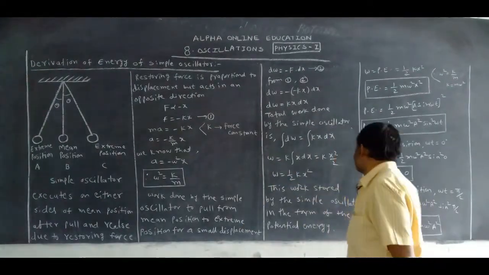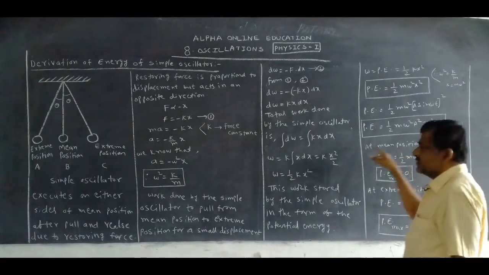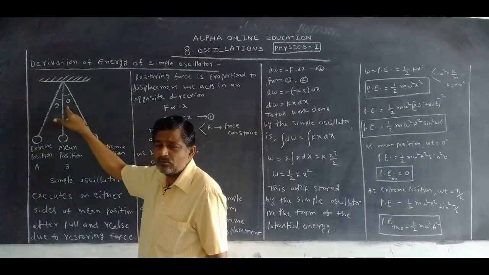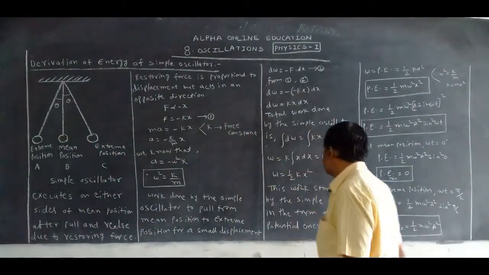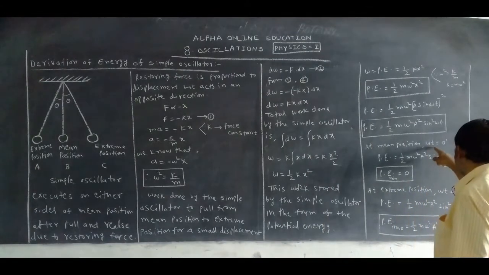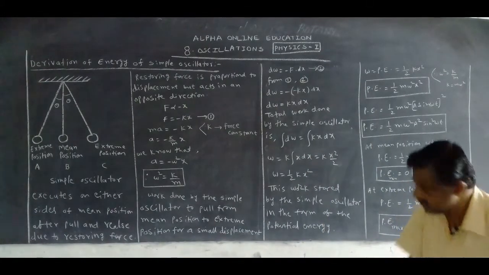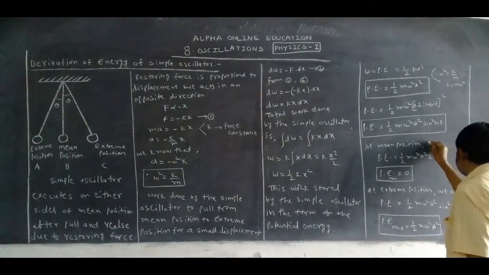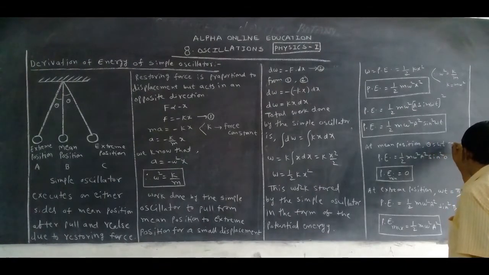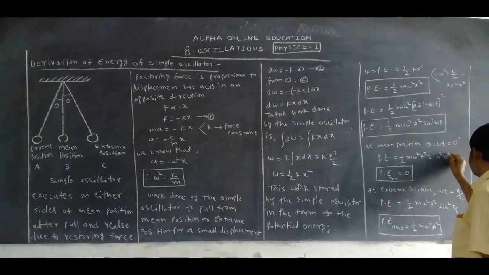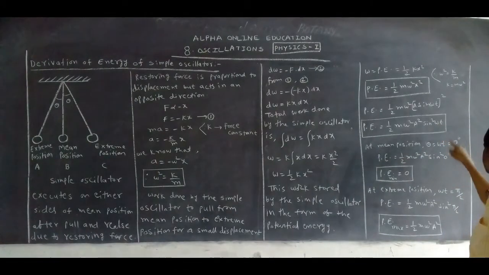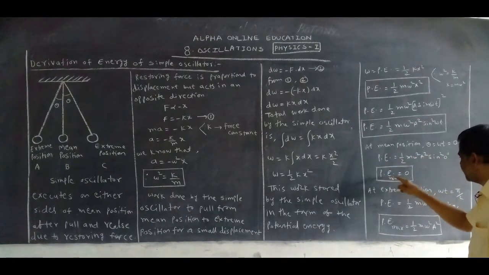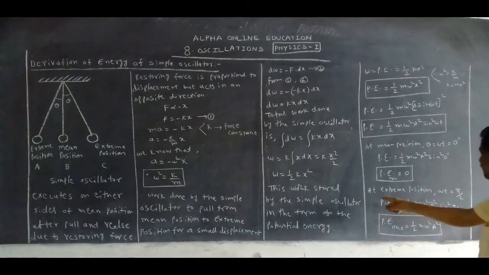Now, at mean position, what about theta or omega t? Omega t is equal to 0. At mean position, theta is equal to omega t is equal to 0 degrees. So you substitute omega t is 0 here. Sin 0 is how much? 0. That's why at mean position, potential energy is minimum.